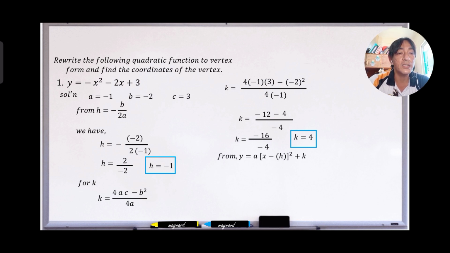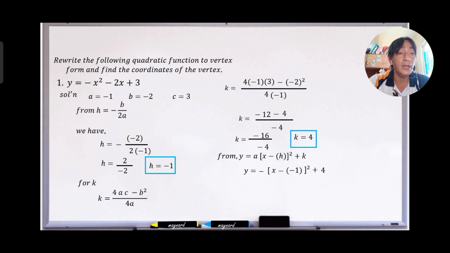Okay, so y equals to a, quantity of x minus h, quantity squared plus k. So, y now is equal to a, which is negative 1. Hindi na natin isusulat yung 1. Tapos, quantity of x minus, yung h natin is negative 1. So, lagay natin negative 1. Quantity squared plus k, which is 4. So, plus 4. Kung sakaling naging negative yung k, so minus 4 yan.